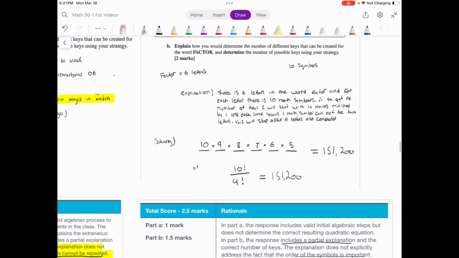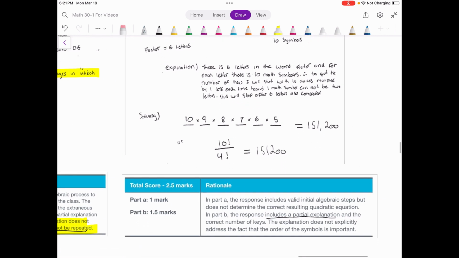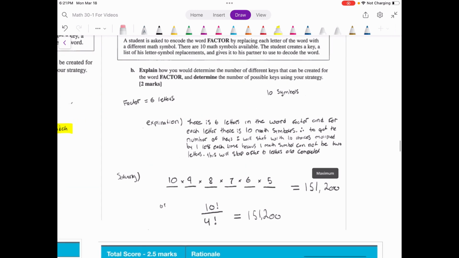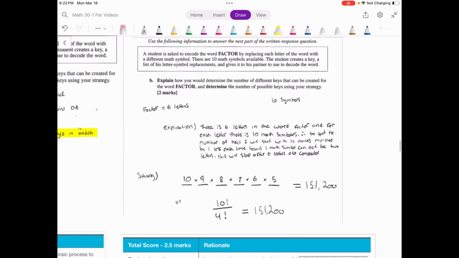This one here also got 1.5. It says it includes a partial explanation. Let's see, can we pick out what they are missing in their explanation? Once again, they have the right answer, okay? But it says there are 6 letters in the word factor, and for each letter there are 10 math symbols. Therefore, to get the number of keys, I will start with 10 choices multiplied by 1 less each time.